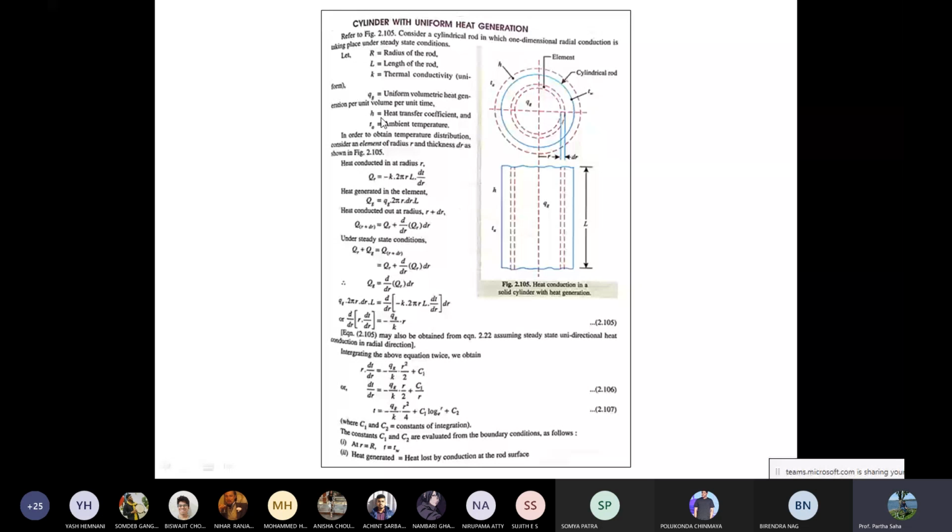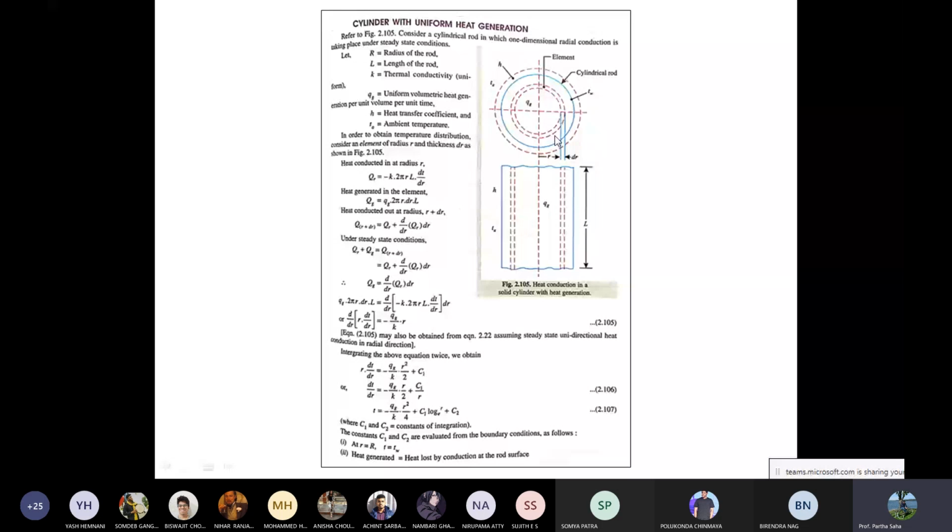This is a cylindrical rod, you can see the blue lines. Ambient convective heat transfer coefficient given by H, ambient temperature given by TA, the wall temperature of the cylinder given by TW. The radius is capital R, but we are considering a small incremental radius r with an incremental radius of dr. Right? So let's see what happens. In order to obtain the temperature distribution, we have to consider an element of radius r and thickness of dr. This is the element of radius r, thickness of dr. You can see here, this is the front view.